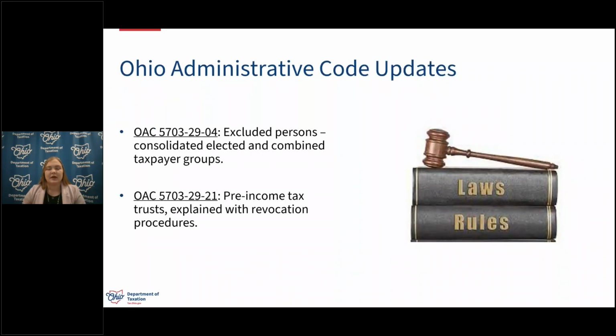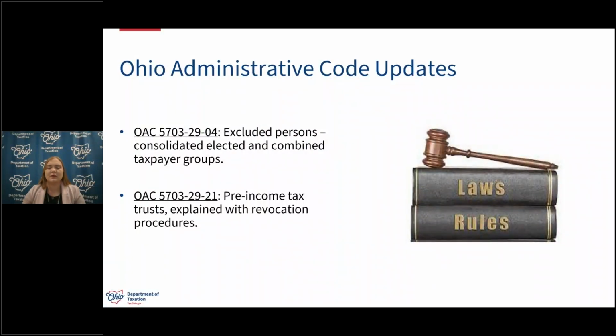So just some quick updates on the Ohio Administrative Code. Historically, taxpayers who had elected to consolidate their commonly owned businesses have not been permitted to close their account in the middle of their 8-quarter renewal. This administrative code 5703-29-04 relaxes that requirement, consistent with the law changes that became effective January 1st of 24.